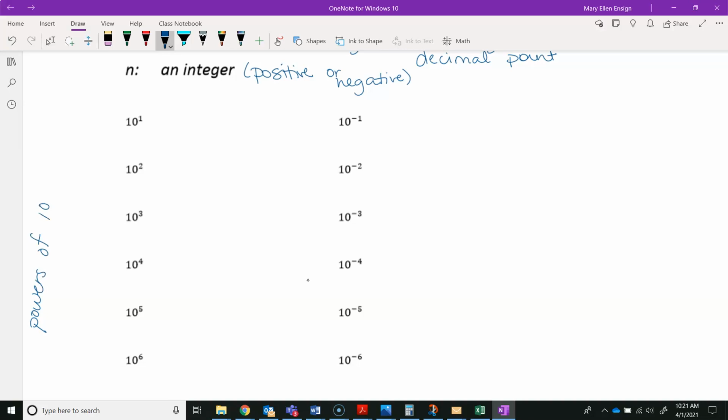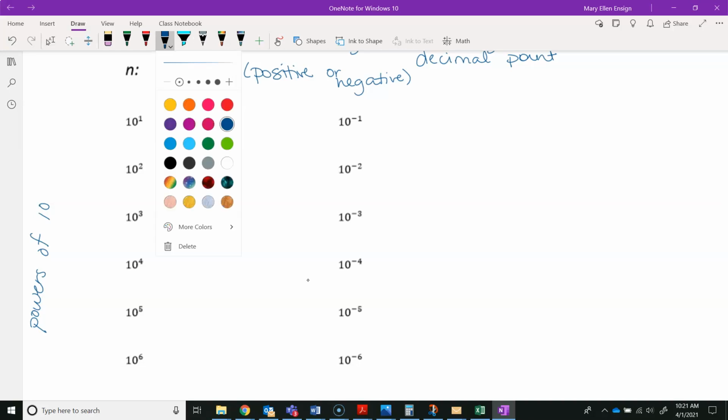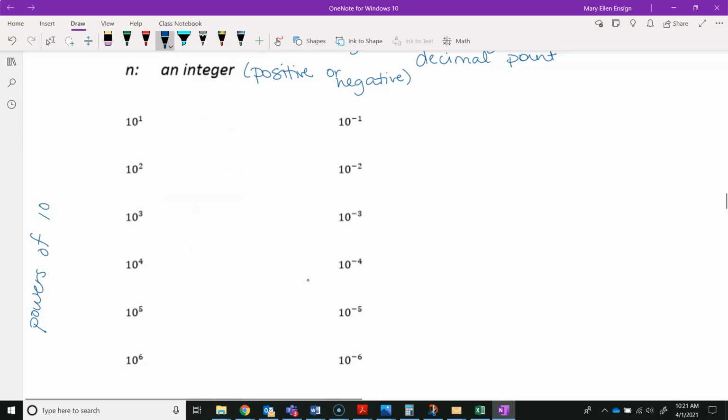So 10 to the first, anything to the first power is just that number. 10 to the second power is 100, because it's 10 times 10. So actually, let me rewrite this the other way. Okay, so 10 squared is going to be 10 times 10, which is 100. 10 cubed is going to be 10 times 10 times 10, which is 1,000, etc.